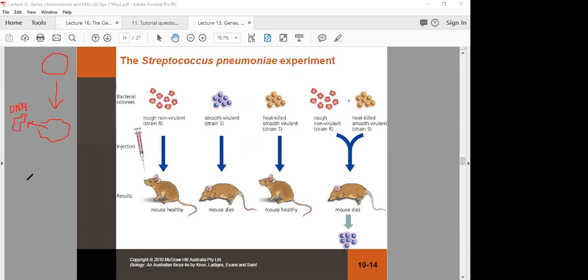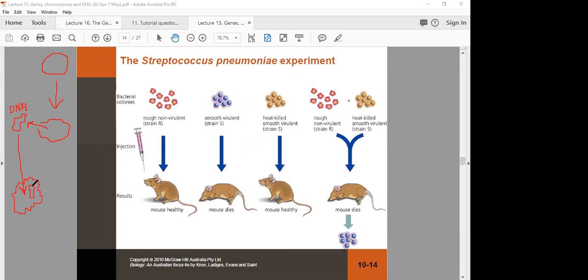Here we have our rough non-virulent cell. And what bacteria can do, they can make their membranes a little bit more permeable than usual, and they can actually take up naked DNA, so just DNA by itself, from the environment. So they can take up this DNA from the virulent strain. Here it is. And now they have the DNA which will contain genes that enable the expression of virulence factors.